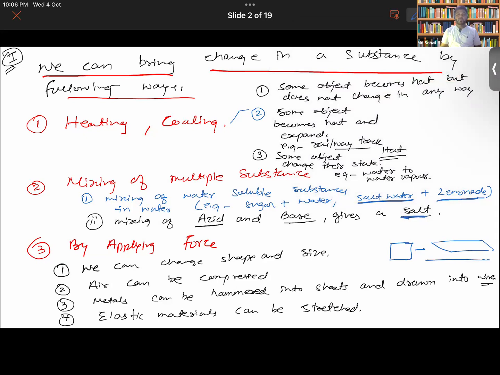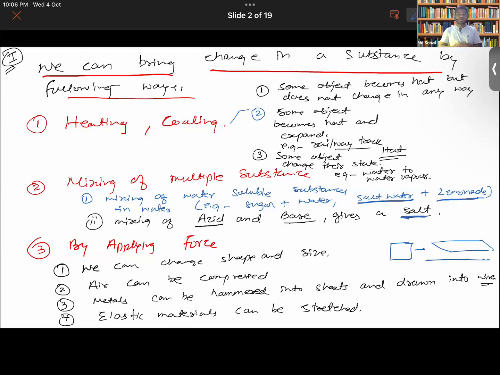Okay, note down all of them. Also, some of the changes which you are seeing here, some of the changes are temporary, some of the changes are lasting for a longer period of time. So we also talk about time duration. Like, some changes can reverse back to their original state very instantaneously.